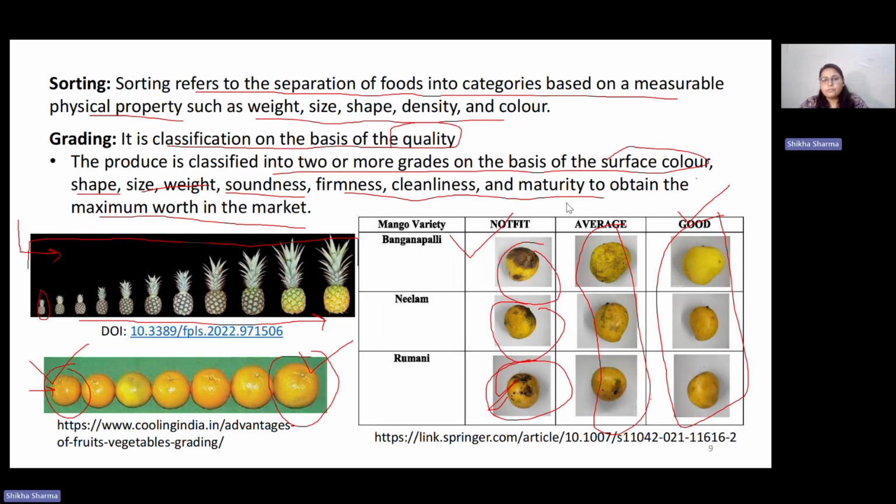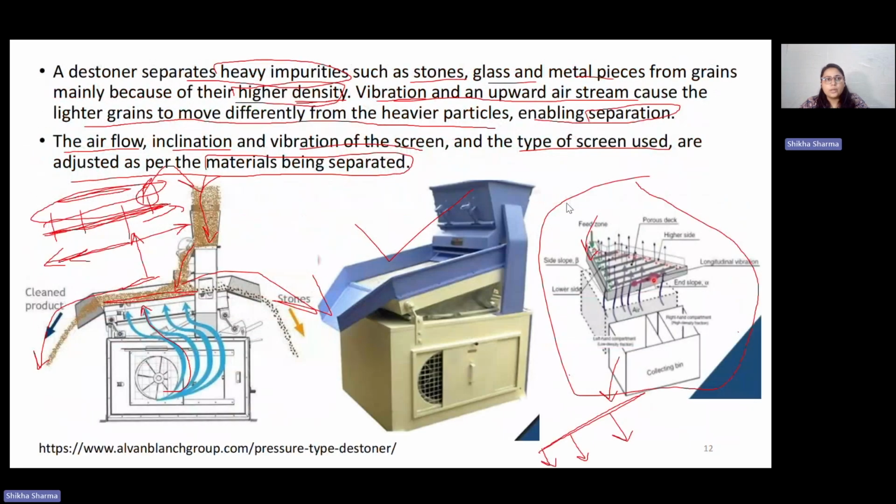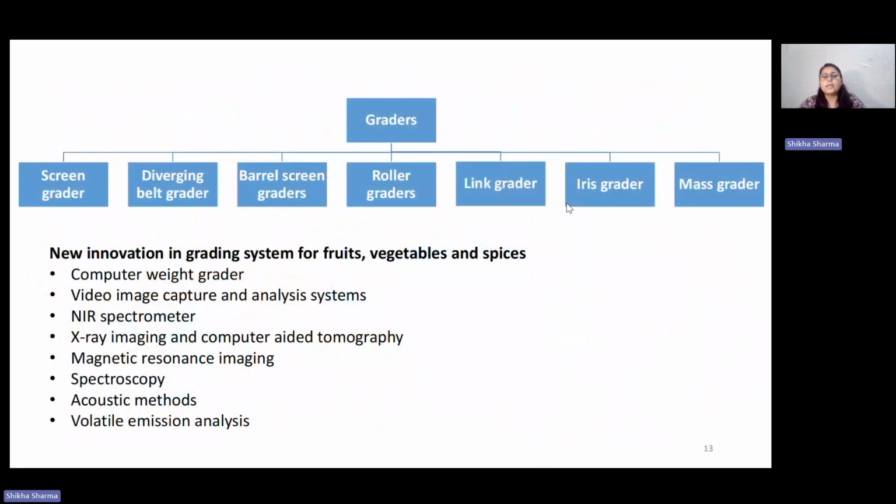There are different graders we use for grading purposes, such as screen graders, diverging belt graders, barrel screen graders, roller graders, link graders, Aries graders, and mass graders. These are the different graders we use for grading different food products, fruits and vegetables.